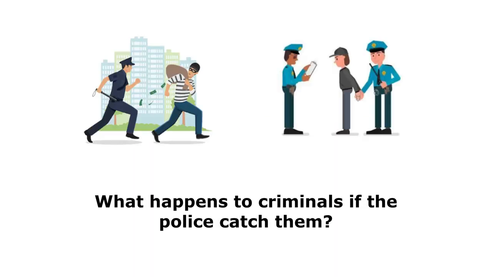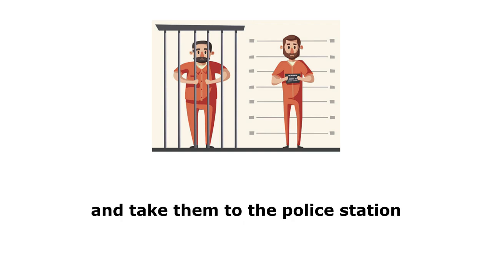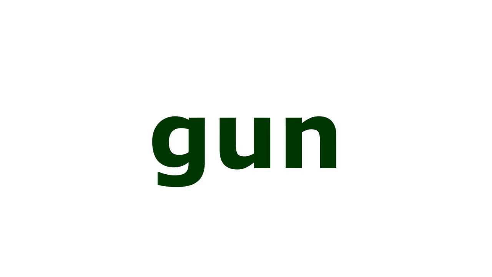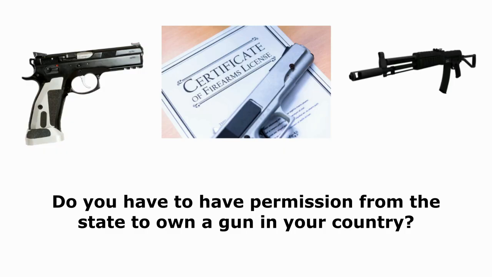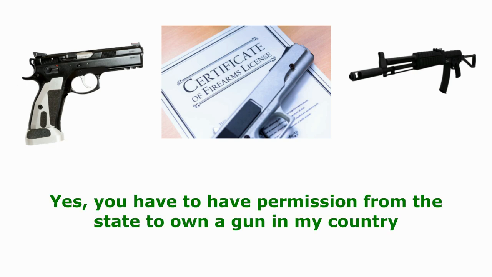Criminal. What happens to criminals if the police catch them? If the police catch criminals, they arrest them and take them to the police station. Gun. Do you have to have permission from the state to own a gun in your country? Yes, you have to have permission from the state to own a gun in my country.